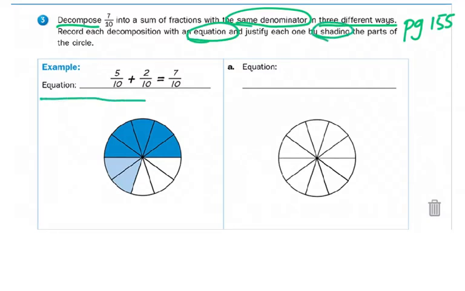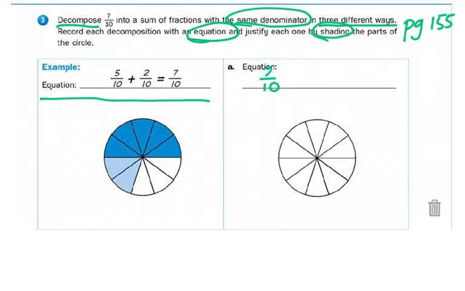They've done an example for you. They did not decompose it into unit fractions. Instead, they just decomposed it. So let's just do the same ways together for this journal page. How about if we take, remember, the denominator is the same, so everything will be tenths.